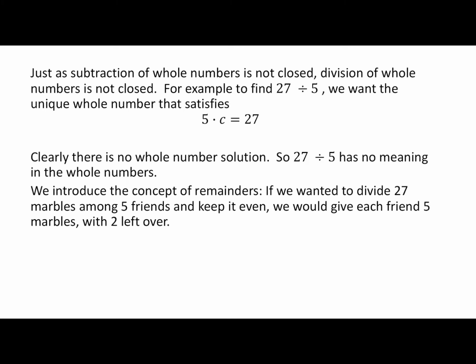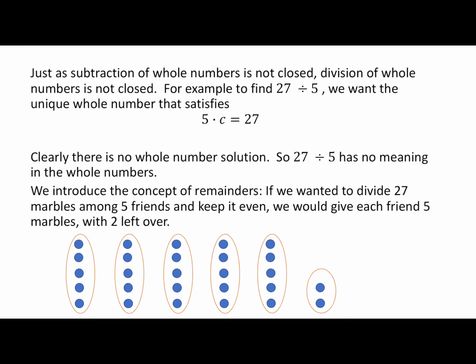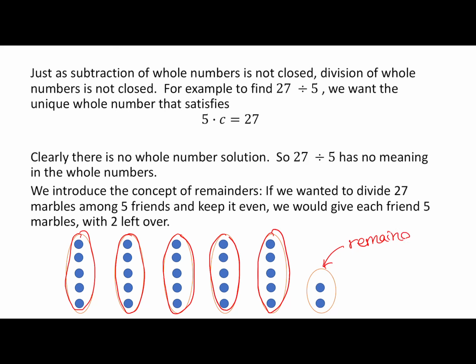So imagine that you had 27 marbles and you wanted to divide them among 5 friends and keep it even, so each friend gets an equal number of marbles. Then I could model that by drawing my marbles out. So I've got my 5 friends here, and I'm able to give each friend 5 marbles, but then I'm left with 2 marbles that I can't assign. So this is my remainder. Okay, so this is our first introduction to remainders for kids.